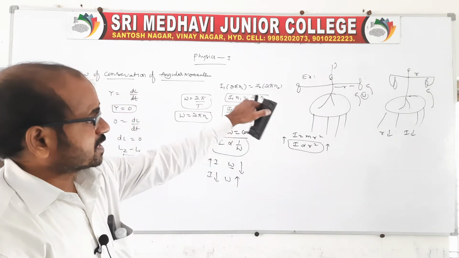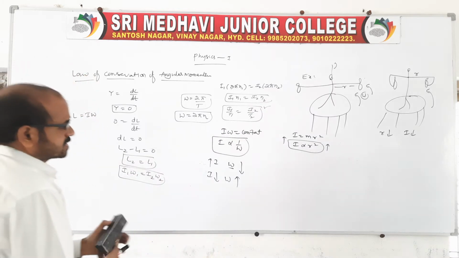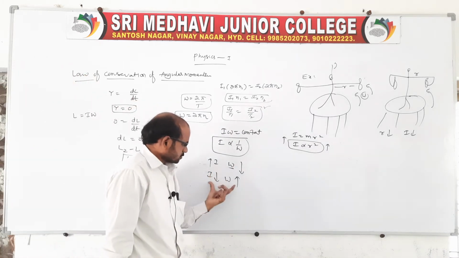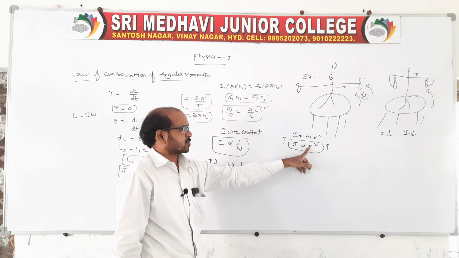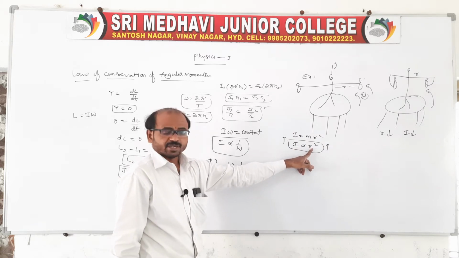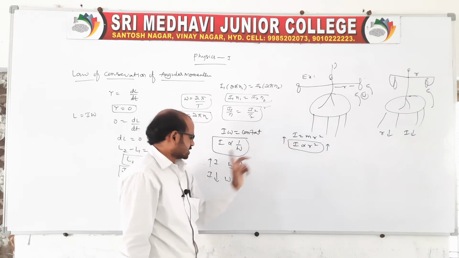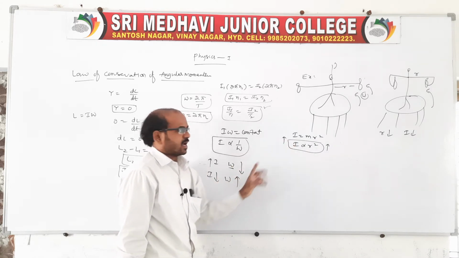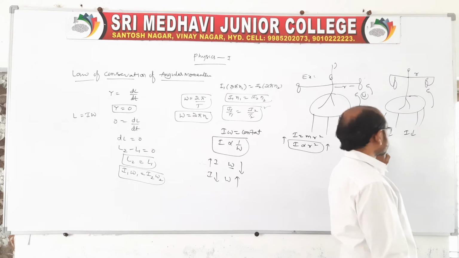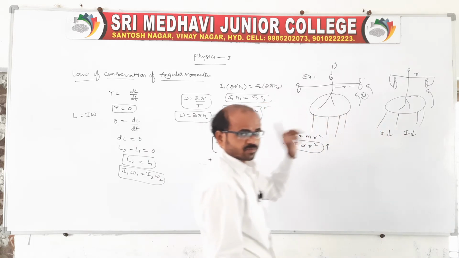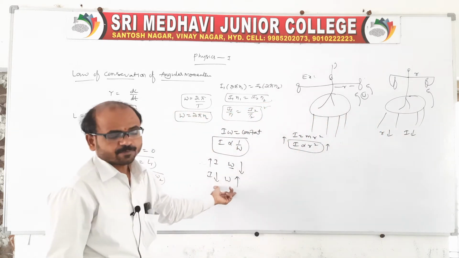That's what happens here. When it stretches like this, it purely depends on these expressions. And I is directly proportional to R square. When the radius or distance increases, therefore moment of inertia increases. Once moment of inertia increases, therefore angular velocity decreases. And in this case, when distance decreases, therefore moment of inertia decreases. When moment of inertia decreases, angular velocity increases.